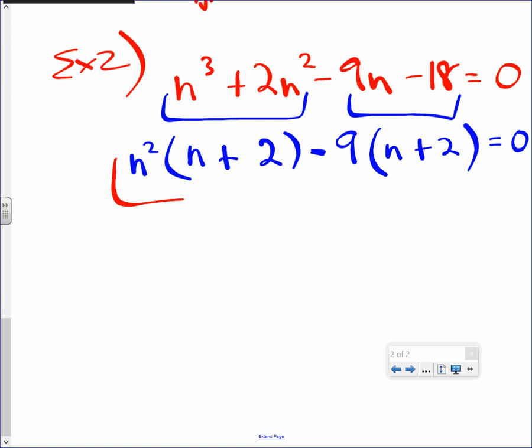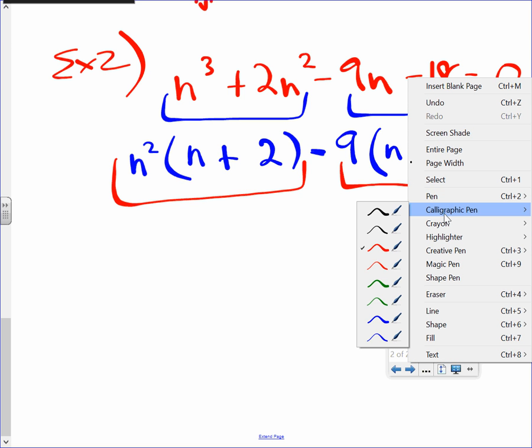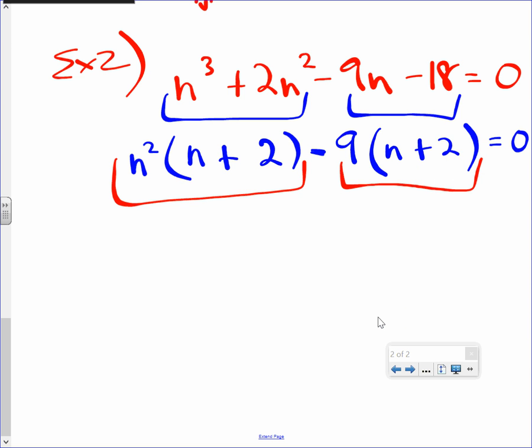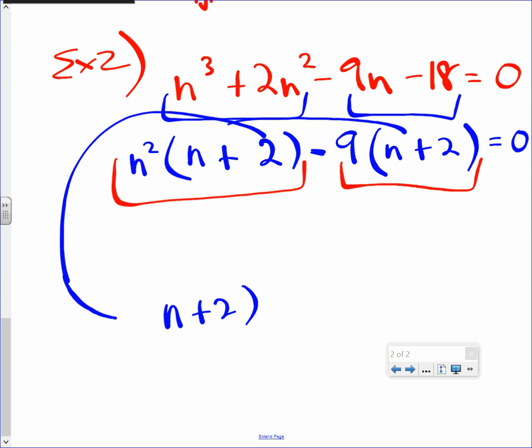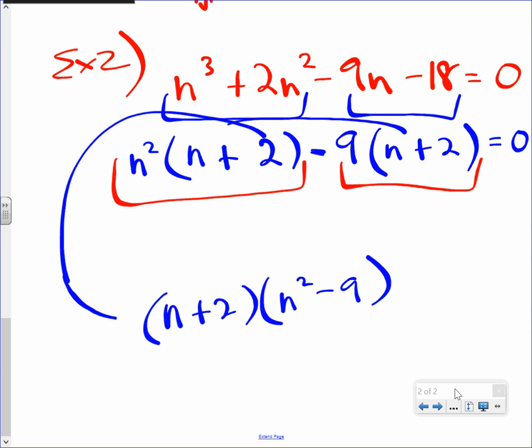We now got to extract the same binomial from both groups. I taught you this already. So our final extraction, I'll take out the n plus 2 from both groups. So I have n plus 2 times whatever's left over from both groups: n squared minus 9. Same thing. Very nice. Equals 0.